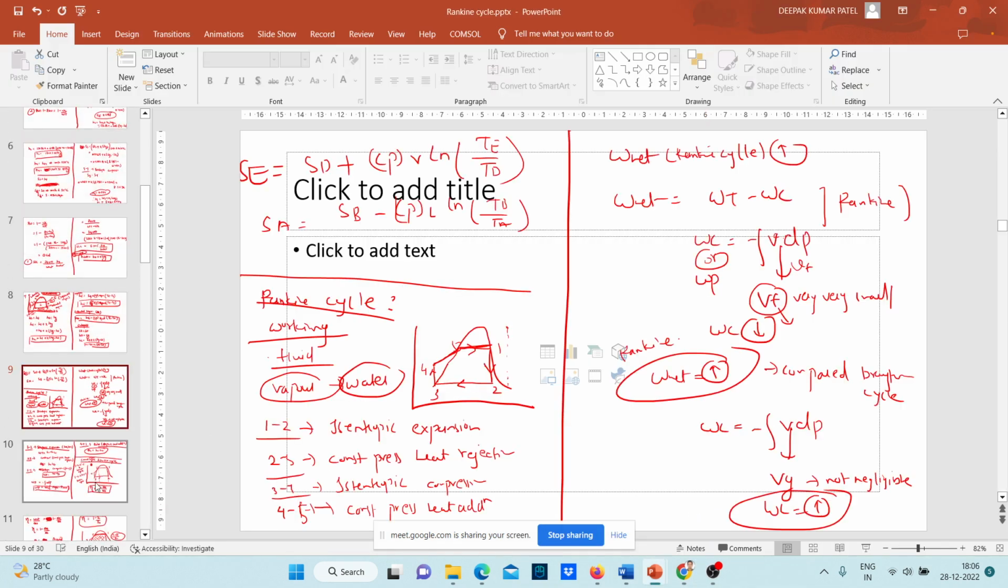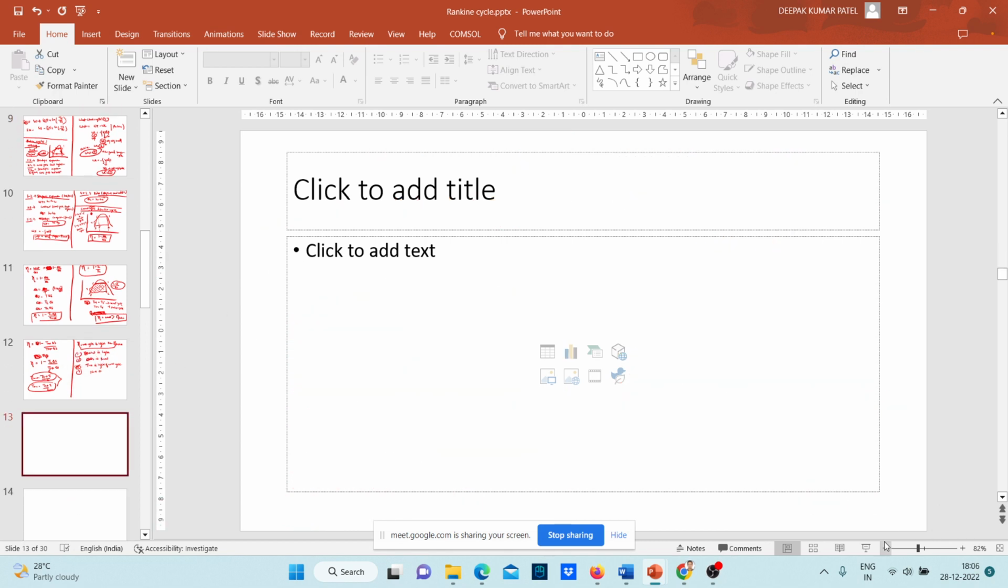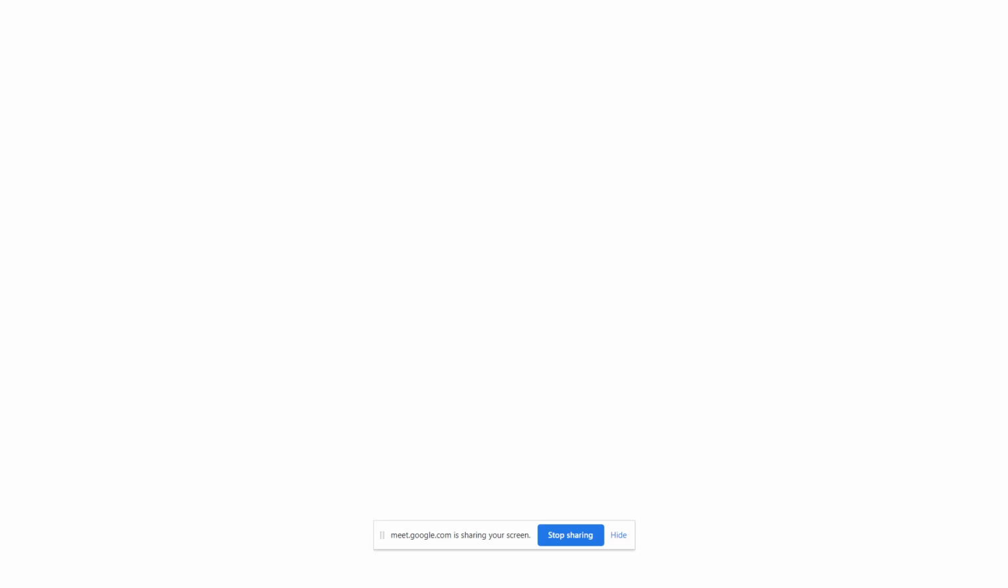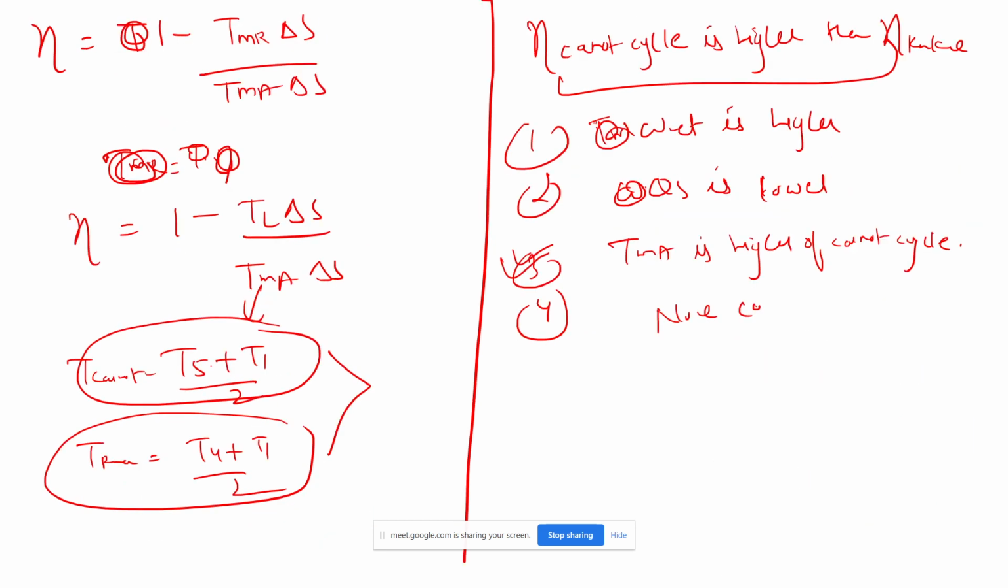In the previous class we were discussing why the efficiency of the Carnot cycle is higher than the efficiency of the Rankine cycle. So we have discussed till here why it is higher. Okay, then we'll discuss that.